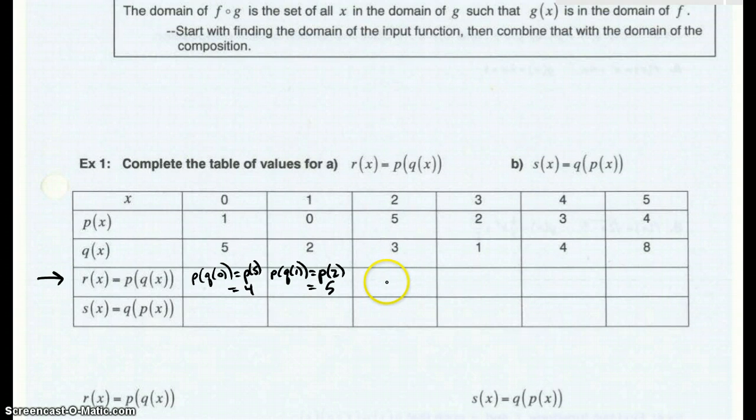This one we're going to try without writing it out. So p of q of 2. Where am I getting the 2 from? It's from right there. So first I find q of 2, and q of 2 is 3. So then I'm going to find p of 3. p of 3 is 2. Okay, next we're going to find r of 3. So first I find q of 3. q of 3 is 1. I take that 1 and I find p of 1, which is 0.